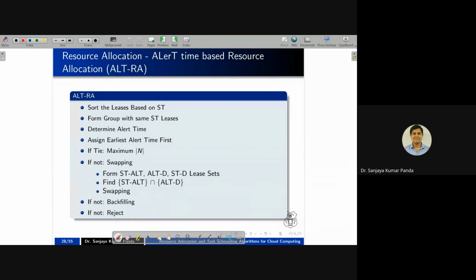So here what we are doing, first you have to sort the leases based on the start time. Normally they are in the order of start time, but if not, then you have to sort them based on start time. Then if one or more leases have the same start time, you should put them into one group. If multiple leases have the same start time, you have to put them in the same group.